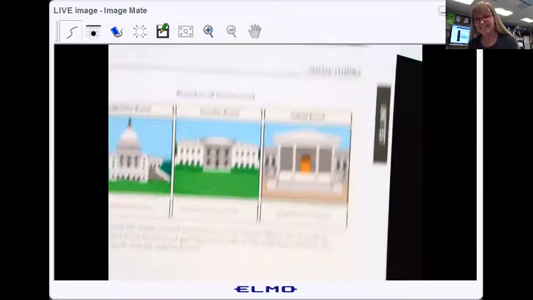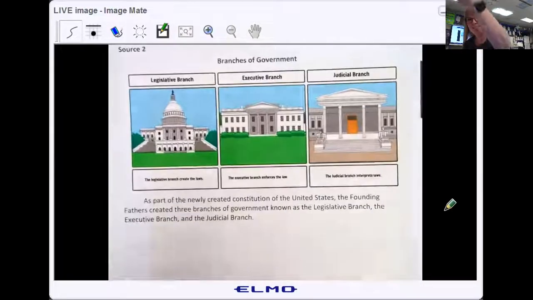All right. Number two, branches of government. It'd be great if I shared the document. Sorry. All right. Sorry about that, guys.